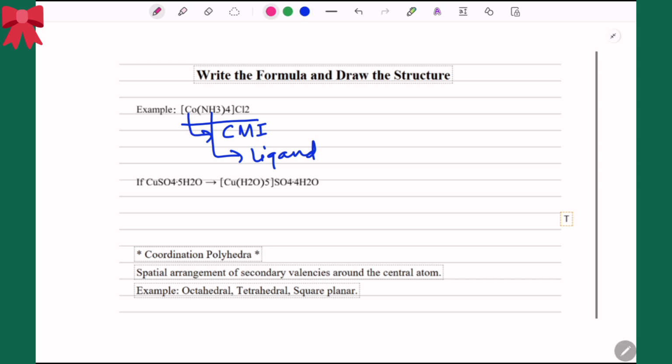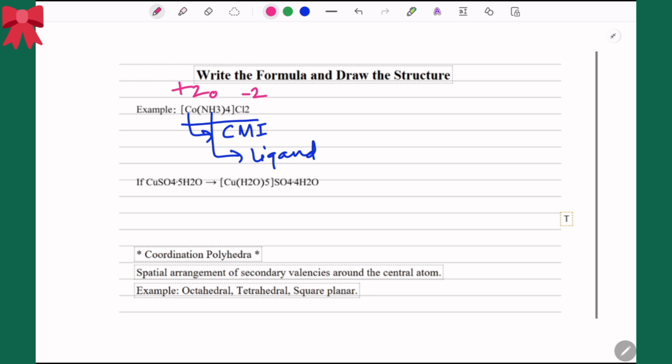Now let us write down the oxidation state, students. Chlorine is -1, so that gives you -1 into 2, which is -2. Ammonia, as I told you, is 0. It's a neutral ligand, so you'll be writing 0 charge over here. And then cobalt will have the oxidation state of +2.